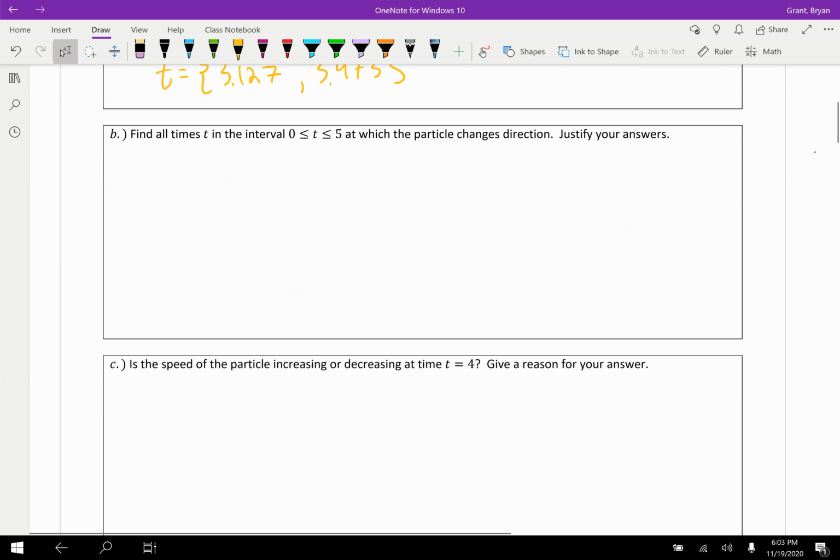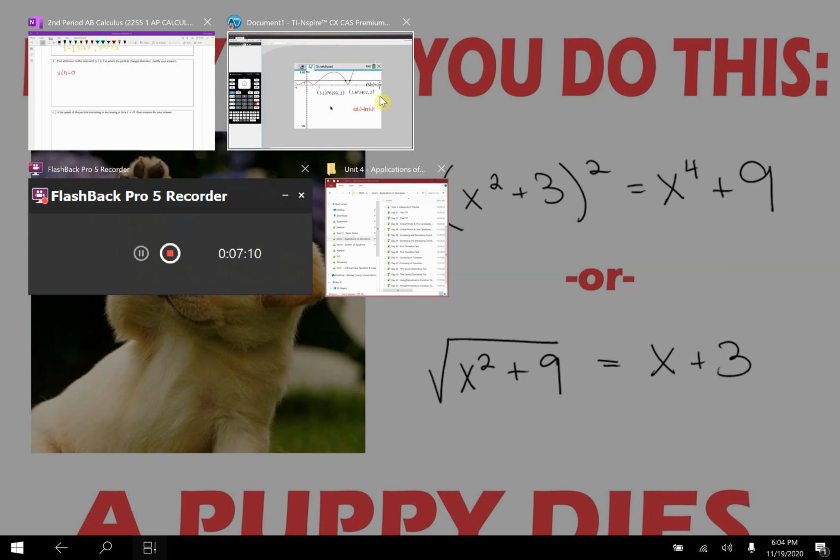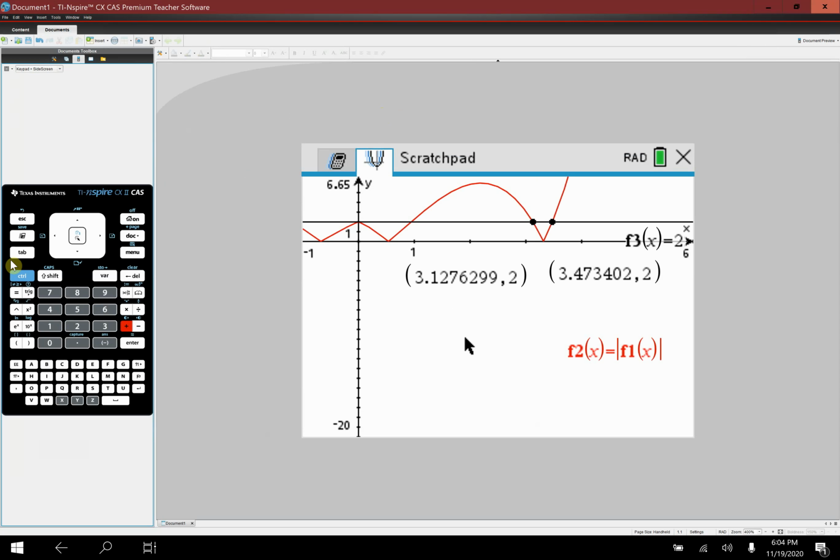Part B. Find all times t in the interval where the particle changes direction, and then please justify your answers. Okay. Well, usually when we talk about change of direction, we need to look at the equation velocity, which we already have, very exciting, and we need to determine when is velocity equal to 0. But we've already graphed velocity, so let's just figure out where the graph of velocity is 0, which is a fancy way to say find the zeros of the graph of velocity.